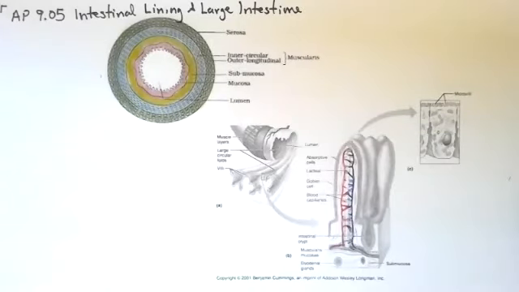Here we go with lesson 9.05 on the lining of the intestines, and we're going to pick up the large intestine in this video. The first thing we want to do is look at a cross section of this would be the small intestine, but most of the alimentary canal, including the esophagus, the stomach, small intestine, and large intestine, have this same profile of tissues.